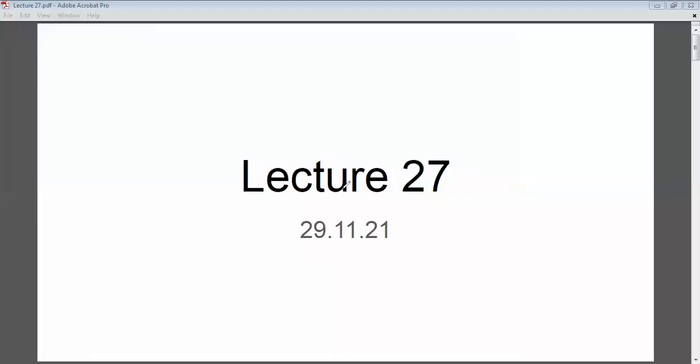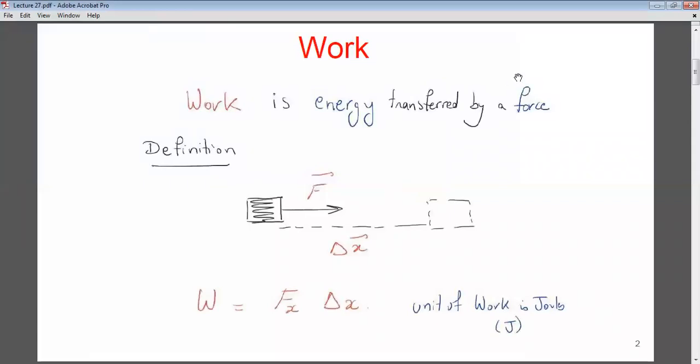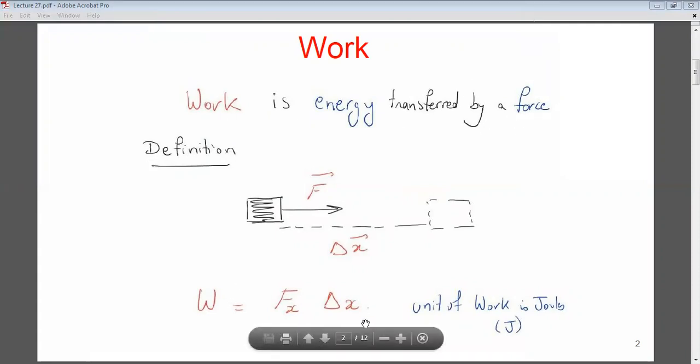Hello. So it's a new week and we will resume with our new chapter, chapter 5, which is all about work and energy. So let's review a few concepts. Work, we agreed that work is an energy transferred by a force. By definition, how do we calculate work?